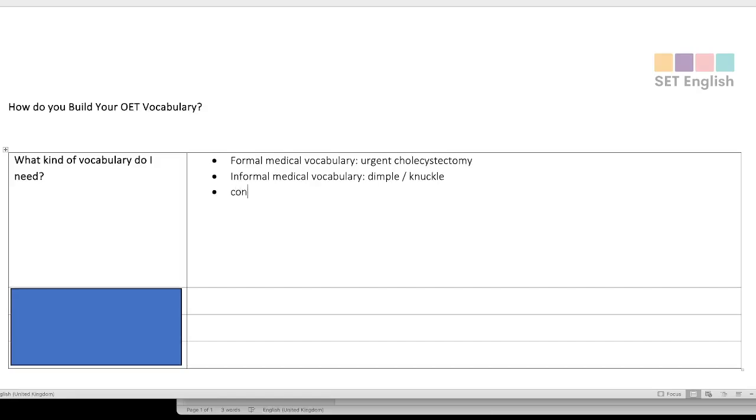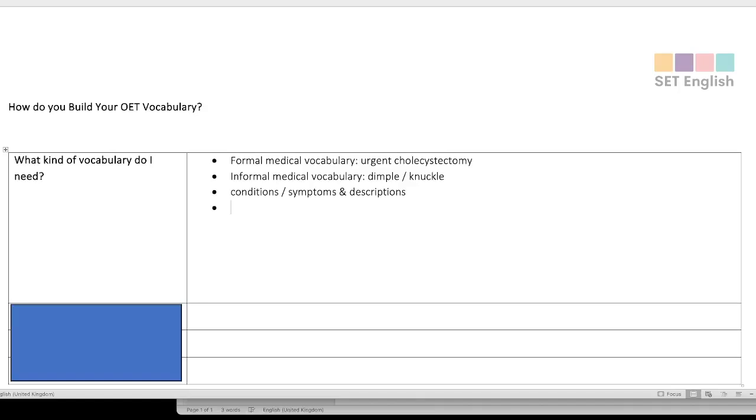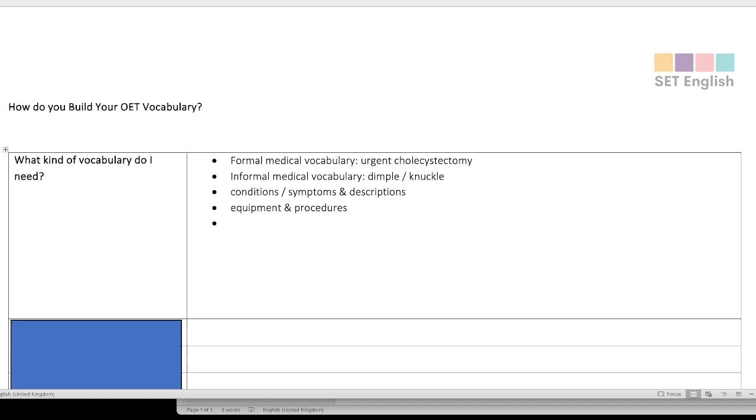Okay. What other kind of vocabulary? Well, I would say things like conditions, symptoms, and descriptions of these. That's definitely something that we need. Equipment and procedures. I'm just lumping these together. I'm just putting them together. How about this one? Descriptions of emotions, expectations, plans. And these are just a few, just to give you a feeling of the kind of thing that you need to be able to understand when people explain. Okay. So, for instance, looking forward to.